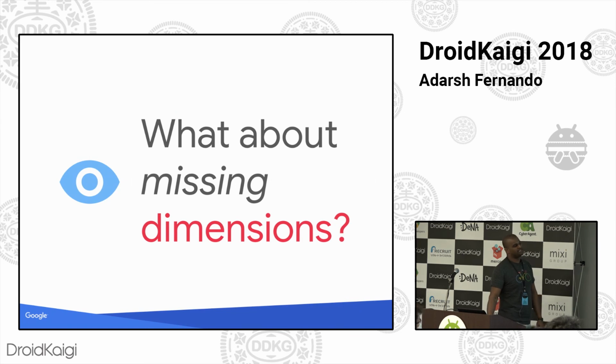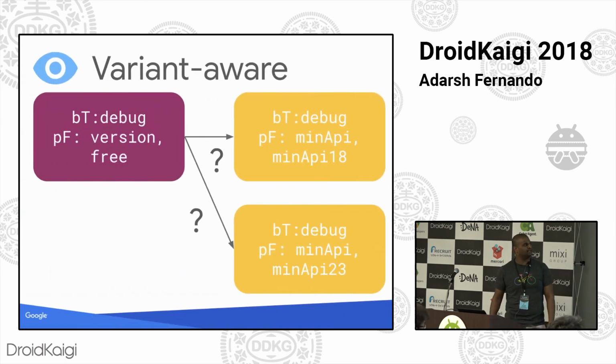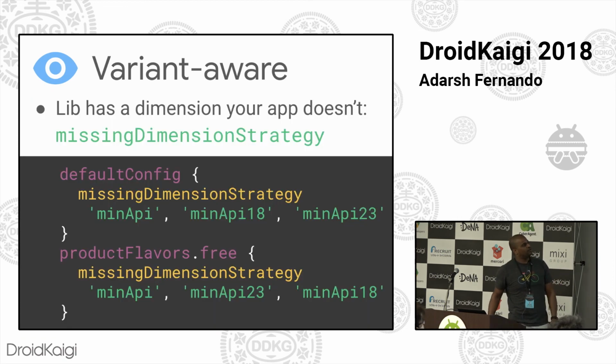So what about missing dimensions? This is the last case for this, but this one's slightly more complicated, right? So you have debug version free, but then your library doesn't really discriminate different payment methods, like whether it's free or whatever, it doesn't care. But it does have flavors for different min API levels, right? So again, Gradle doesn't know what to do. So what you can do is use the missing dimension strategy DSL property.